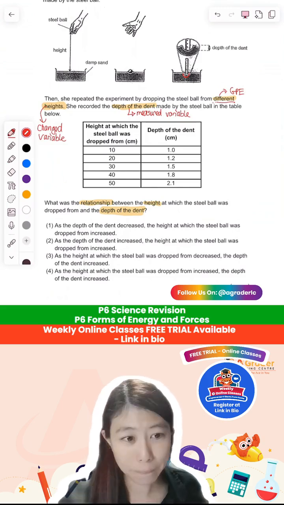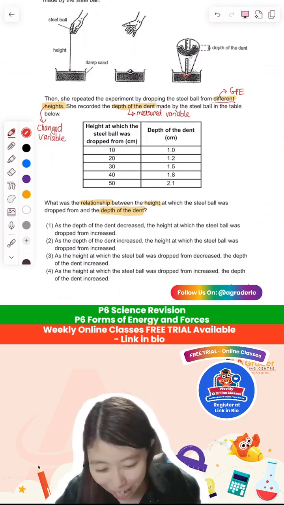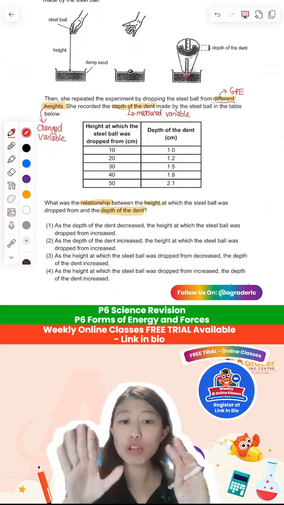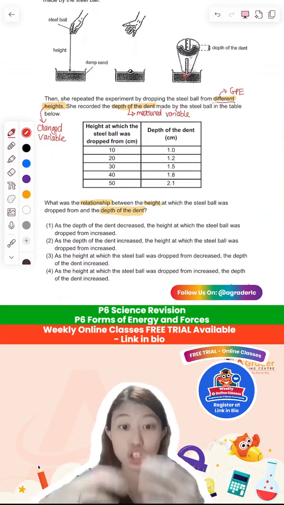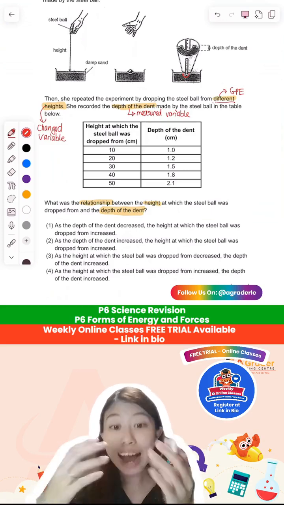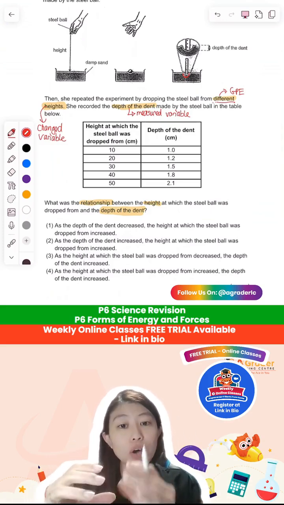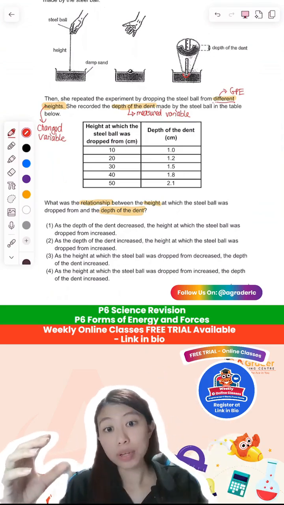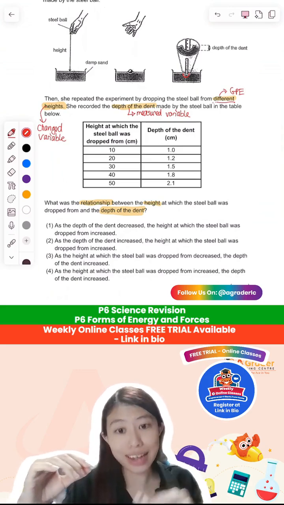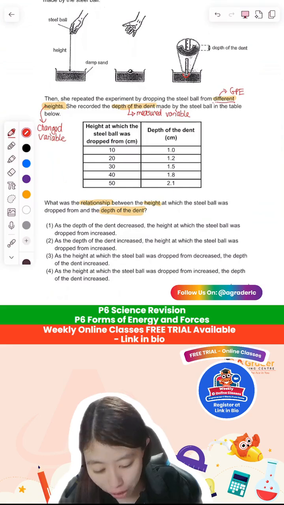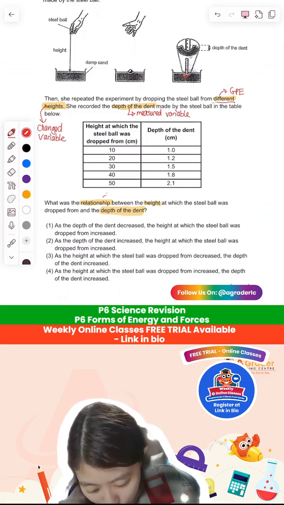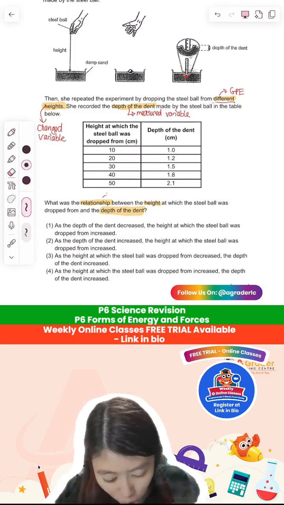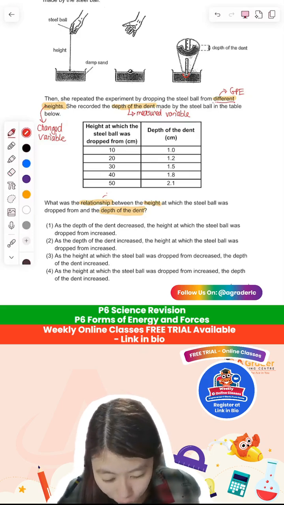You know why? Always remember, when it comes to relationship, you must think what affects what. You only change the change variable. You change the height of the steel ball, then it will affect my results. It will affect how deep the dent is. So for relationship questions, write down your notes if you have. Very important: for relationship questions, always remember that the change variable affects the measured variable.